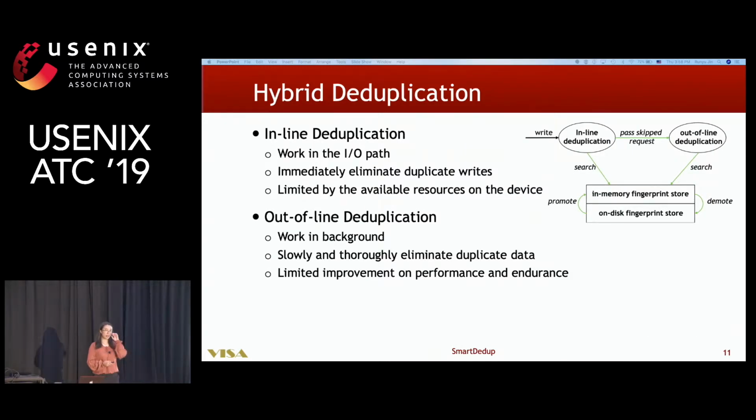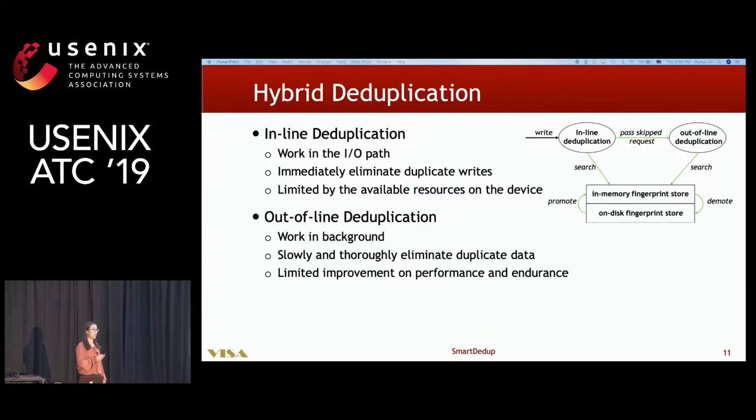Then let's look at the hybrid deduplication. Inline deduplication works in the I/O path, and it can eliminate duplicate writes immediately. However, due to the limited resources on the device, we may not run inline deduplication at full speed.